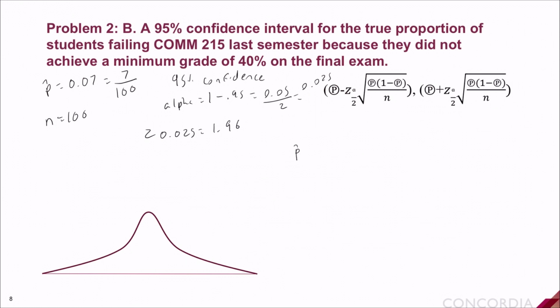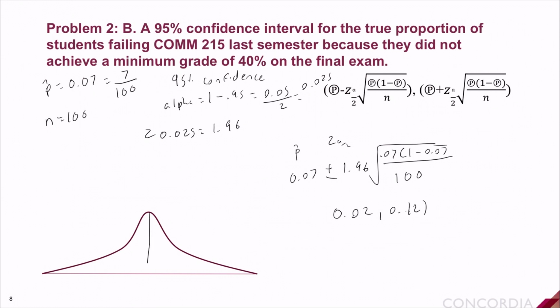p, which is equivalent to 0.07, plus or minus the z-score of alpha over 2, which is 1.96, times the square root of p, 0.07, times 1 minus 0.07 over n, which is our sample size, 100, and that gives us a confidence interval of 0.02 to 0.12.